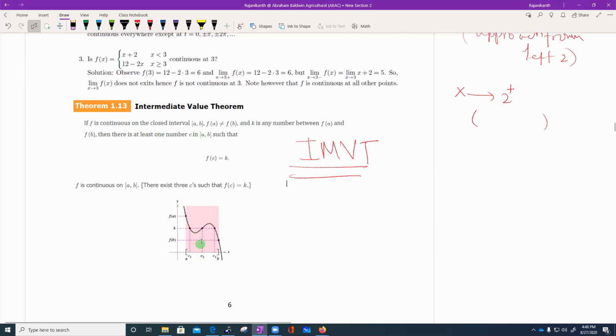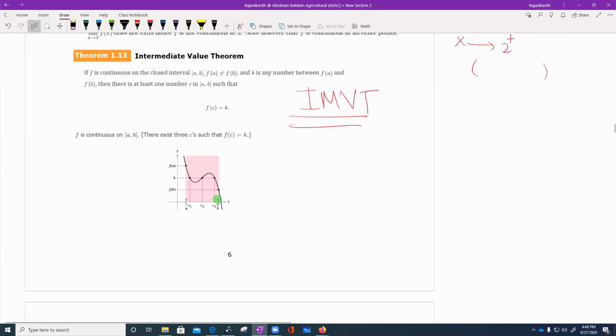Then you could find at least one C. You may have more than one, maybe multiple C's, but at least you will find one C in this interval A to B, such that the function evaluated at that particular C value will give you the in-between function value, which is K. You understand this theorem? What do they say?